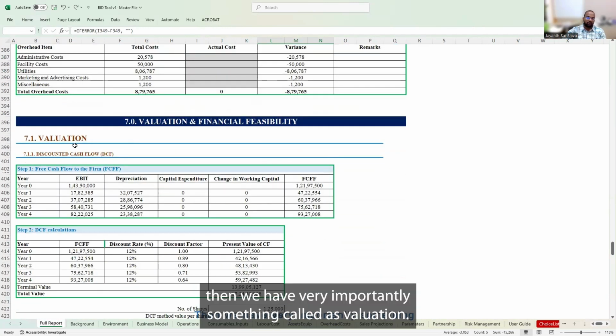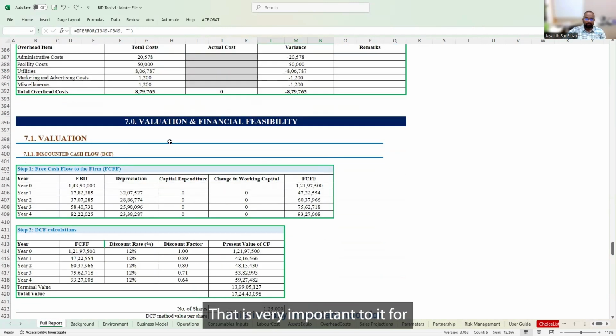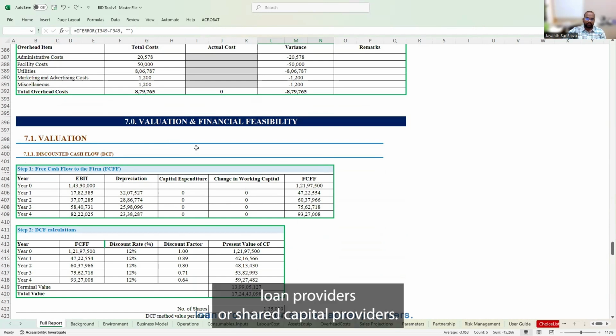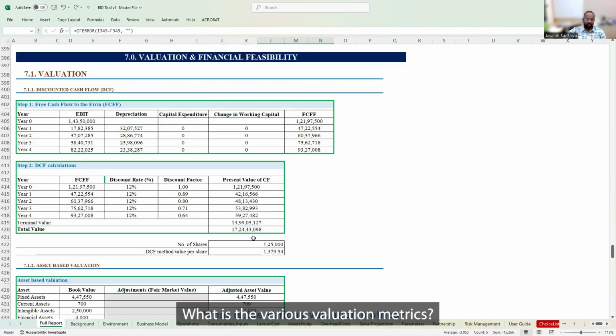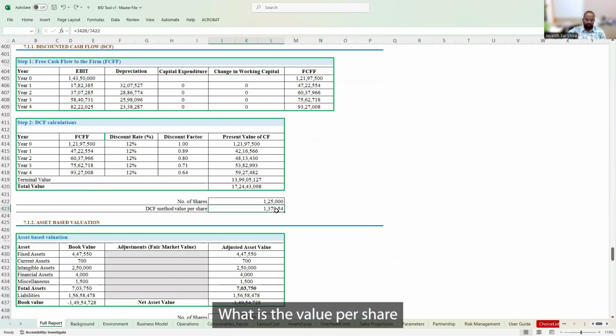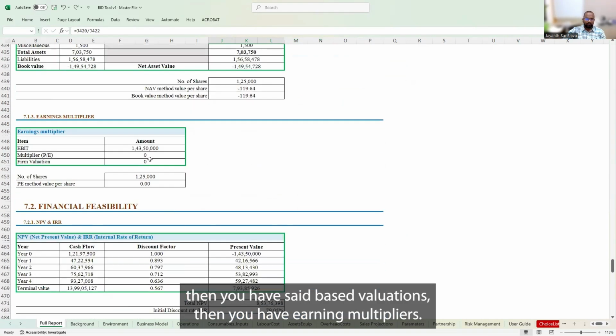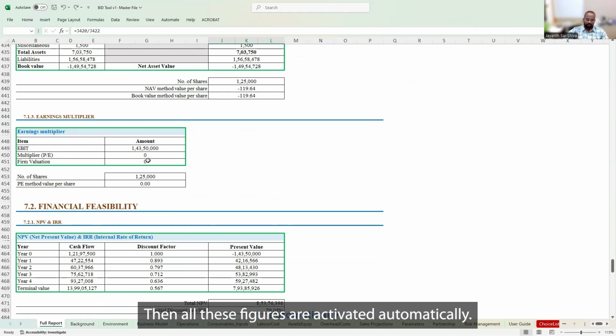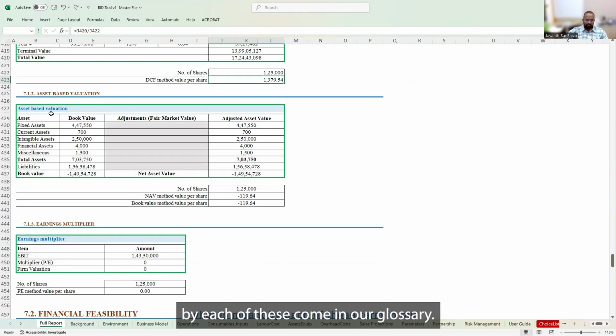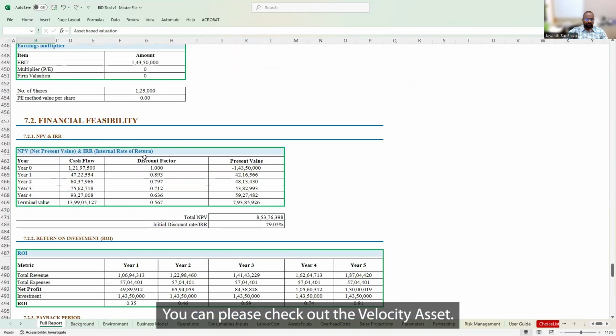Then we have very importantly something called as valuation. This is very important tool for loan providers or share capital providers. What is the various valuation metrics? What is the value per share of your business? For example, over here it is $1,379 per share or rupees per share or shillings per share. Then you have asset-based valuations. Then you have earning multipliers where all these figures are calculated automatically. And we have given in-depth understanding of what is meant by each of these terms in our glossary. You can please check out the glossary as well.